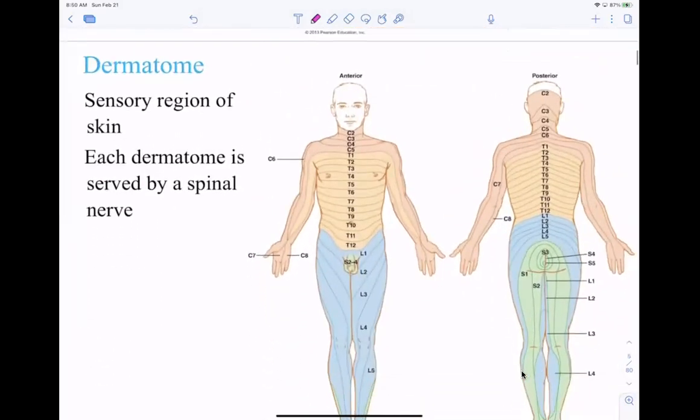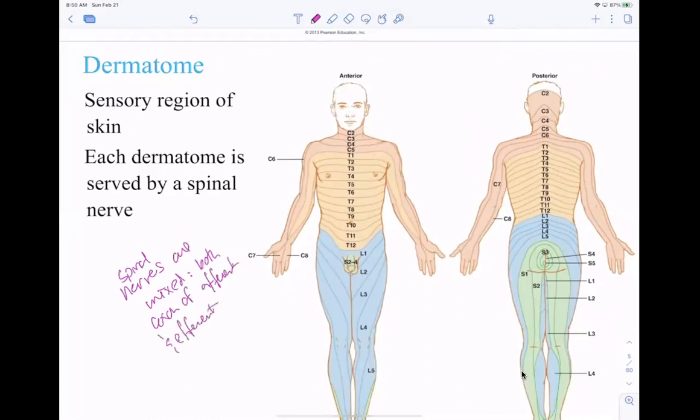And what dermatomes are, so remember, nerves are mixed. So spinal nerves are mixed, meaning they're mixed both axons of afferent sensory and efferent motor. So these axons are coming in and out, and they're bundled together in what we call nerves, spinal nerves. They're coming out of the spinal cord.